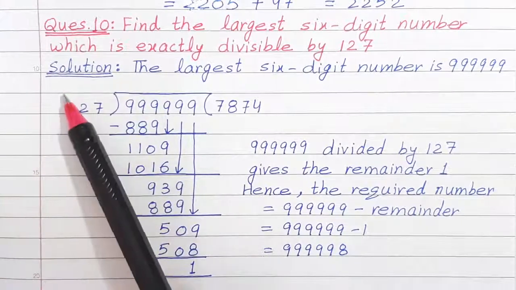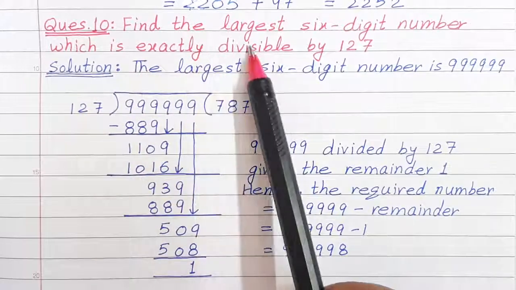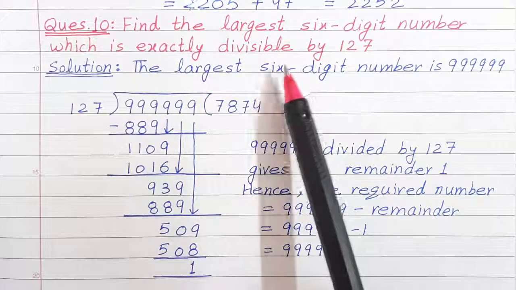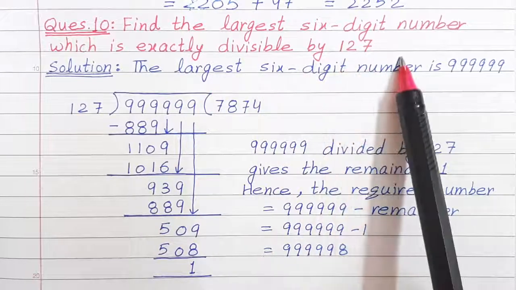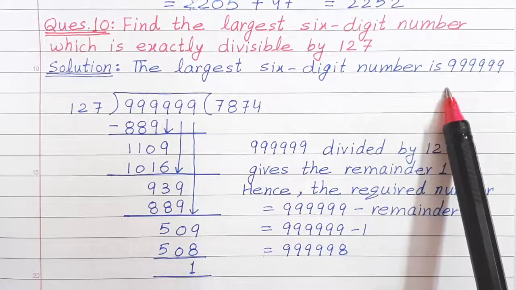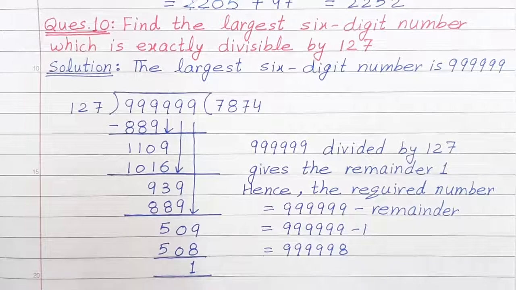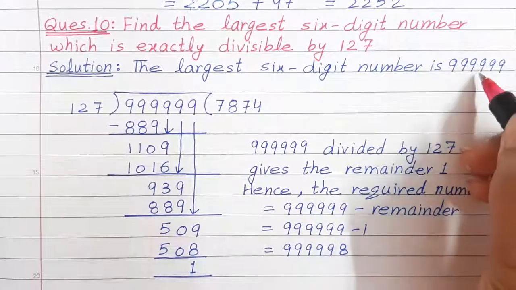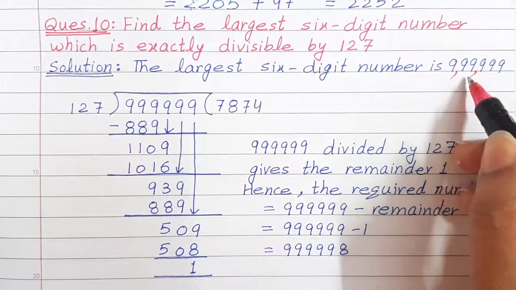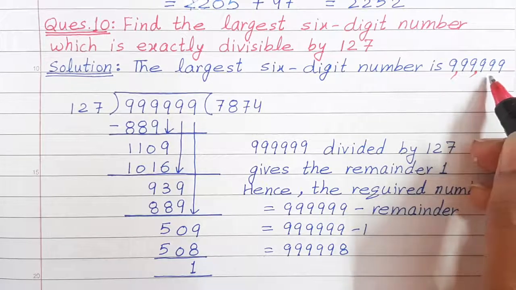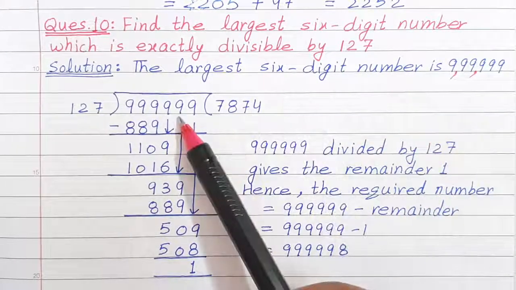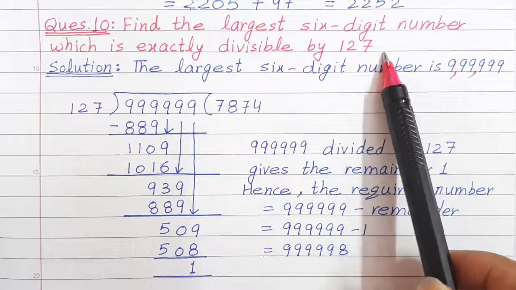Now question number 10 is, find the largest 6-digit number which is exactly divisible by 127. Children, the largest 6-digit number is, yes, it is 9,99,999. So let us divide the given number by 127.